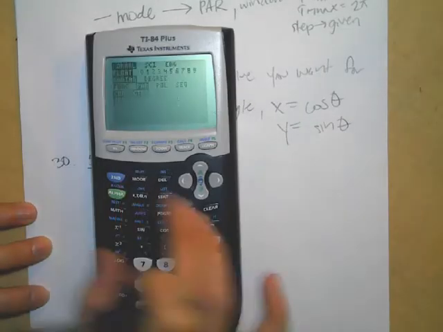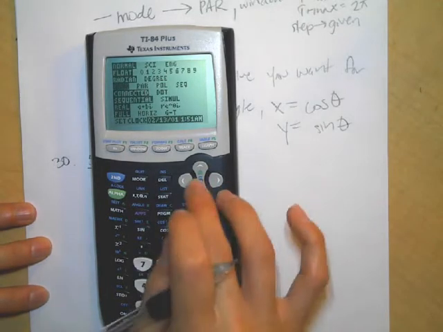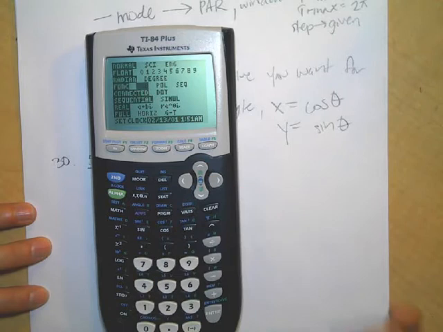So what I'm going to do first is make sure I'm in the correct mode. So here's my calculator. Usually we're on function mode, so I'm going to change it to PAR. The PAR means parametric because we're using parametric equations. And then I'm going to leave it in radians because it's 5 pi over 12, so that's fine.